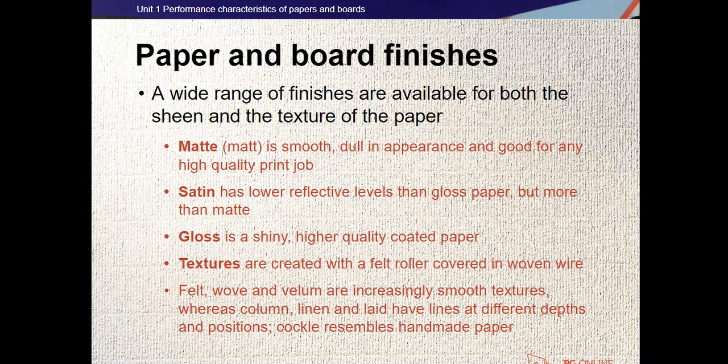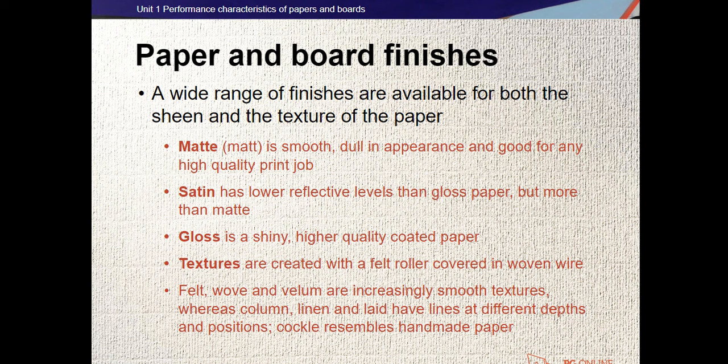Satin, which is not quite gloss but still more reflective than matte. And gloss, which is the shiniest, just like a magazine. If you think about magazine covers, glossy. And textures are created with a felt roller covered in woven wire.